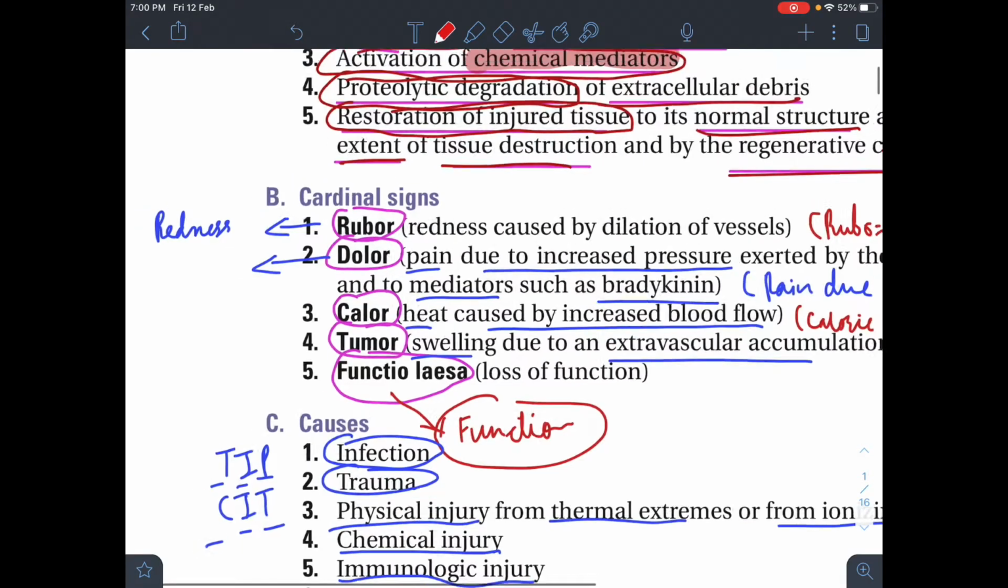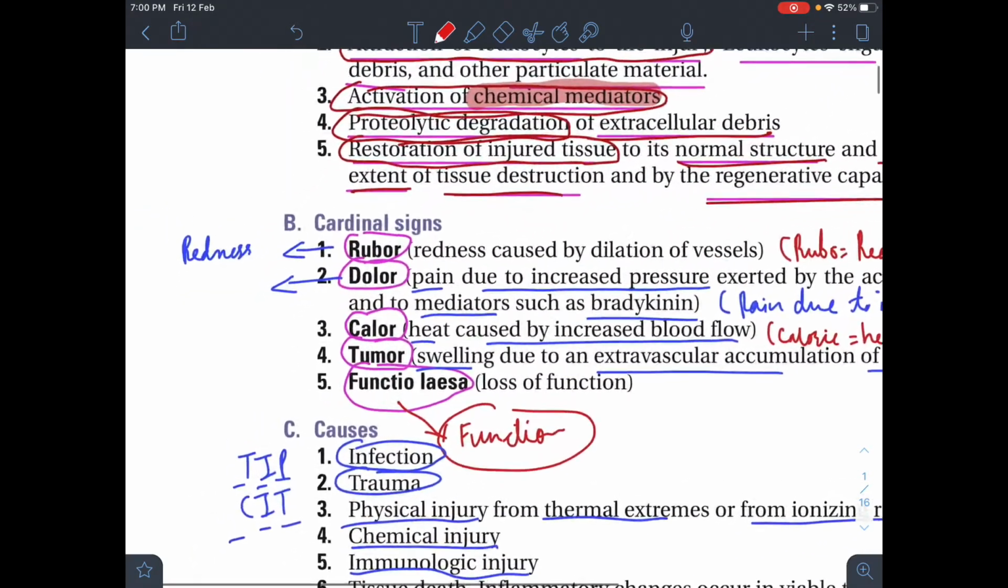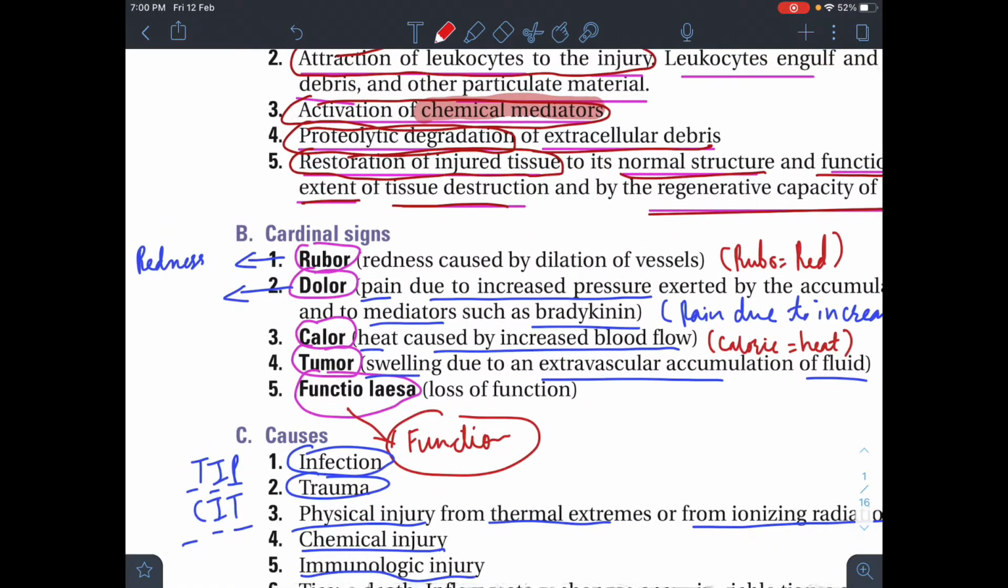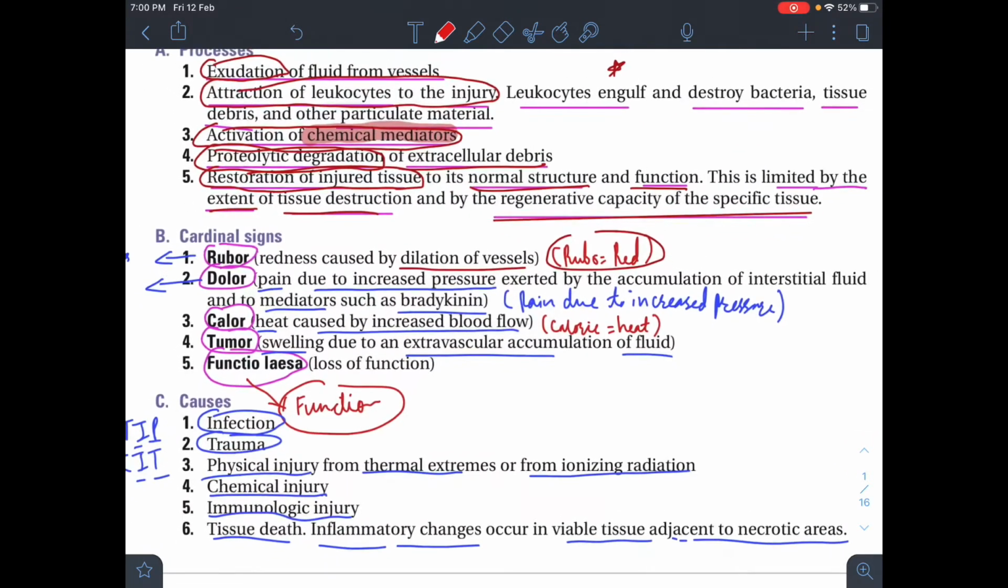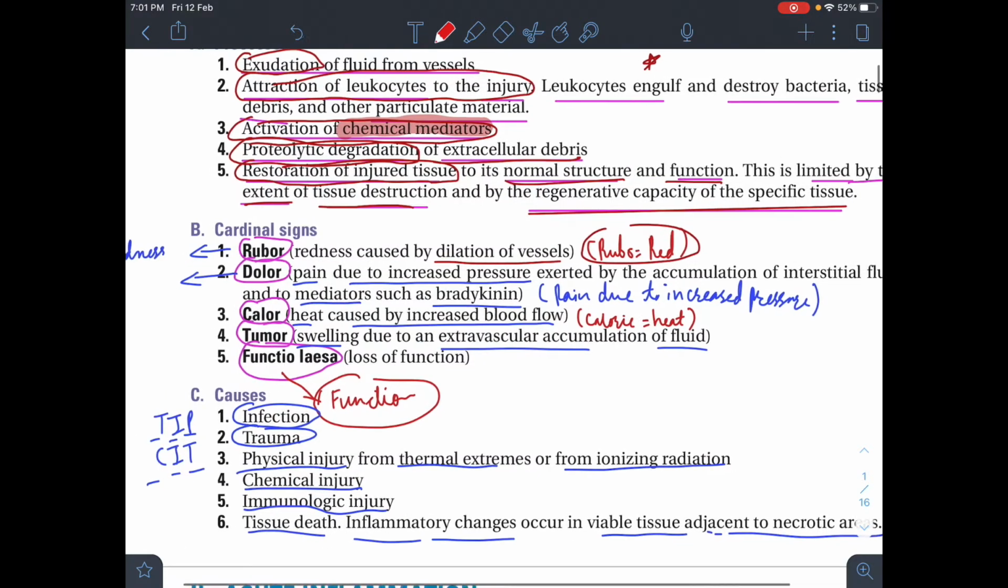So, coming to the cardinal signs of inflammation. Basically, cardinal signs are the principal signs. There are also 5 of them. First one is rubor. Rubor comes from ruby, red. So redness caused by the dilatation of the vessels. And then there's dolor, pain due to increased pressure exerted by the accumulation of interstitial fluid and mediators such as bradykinin. So dolor is pain.